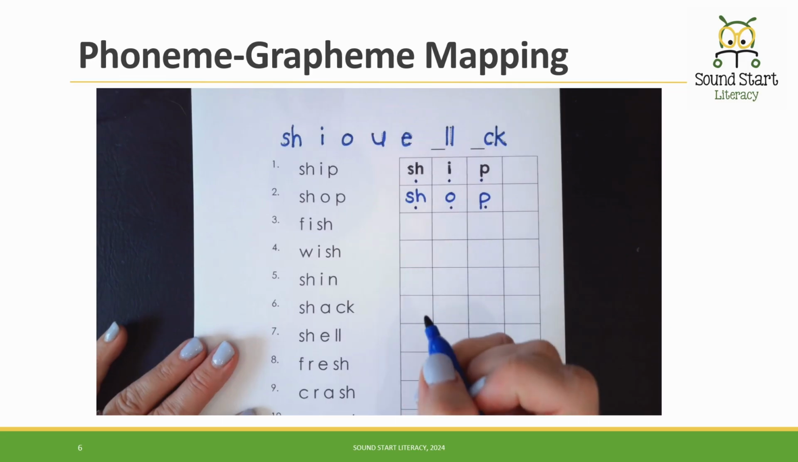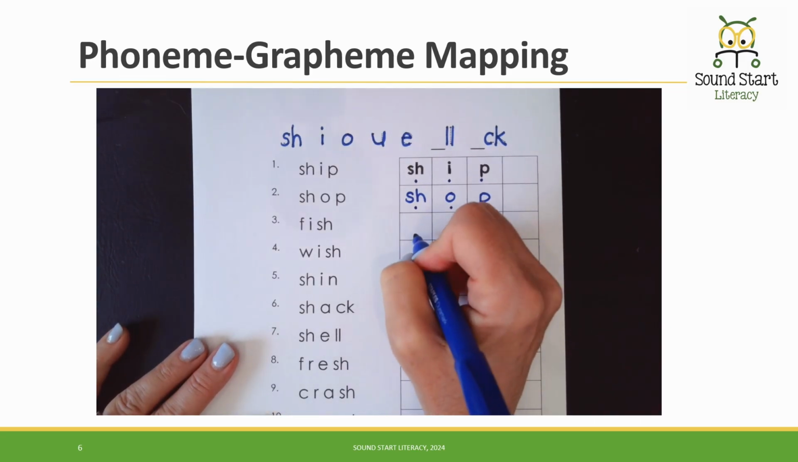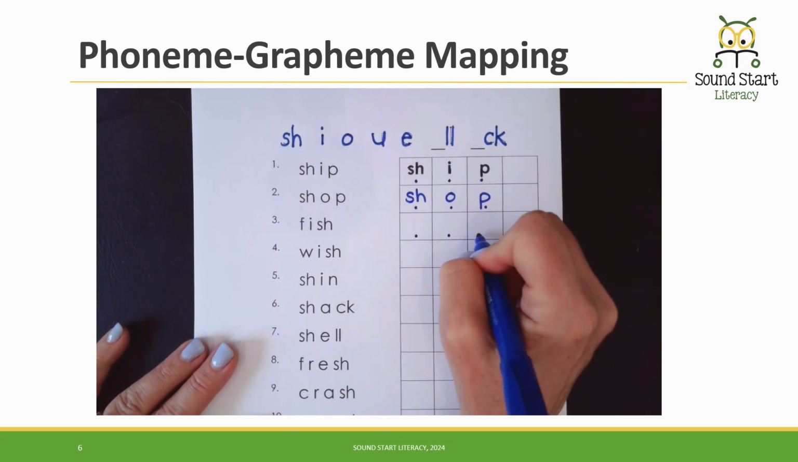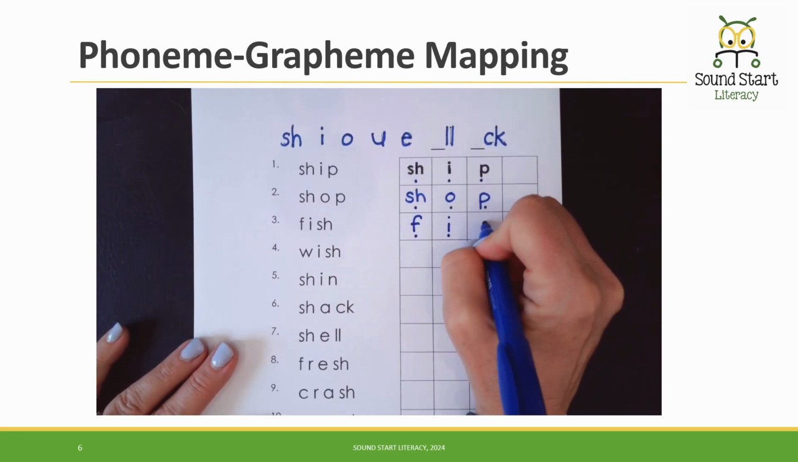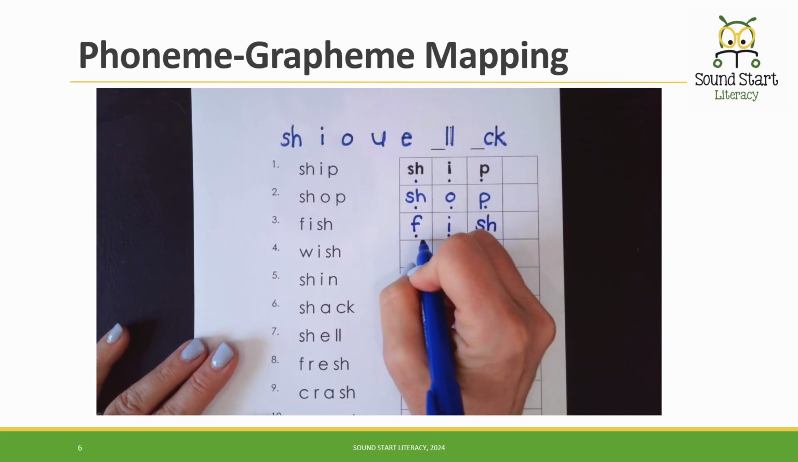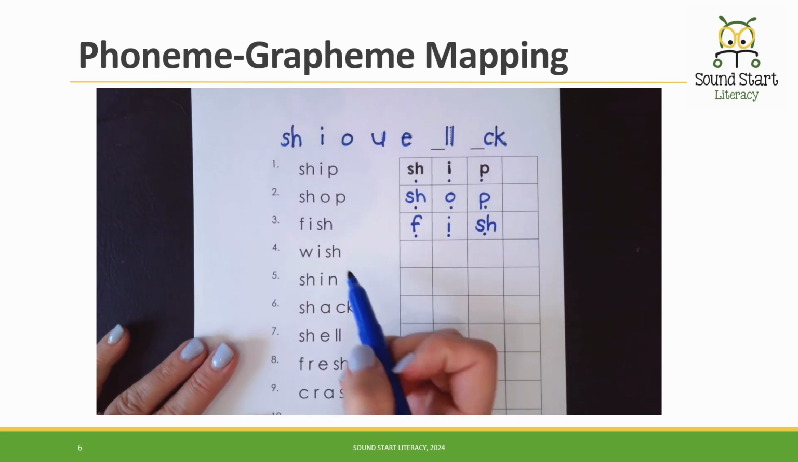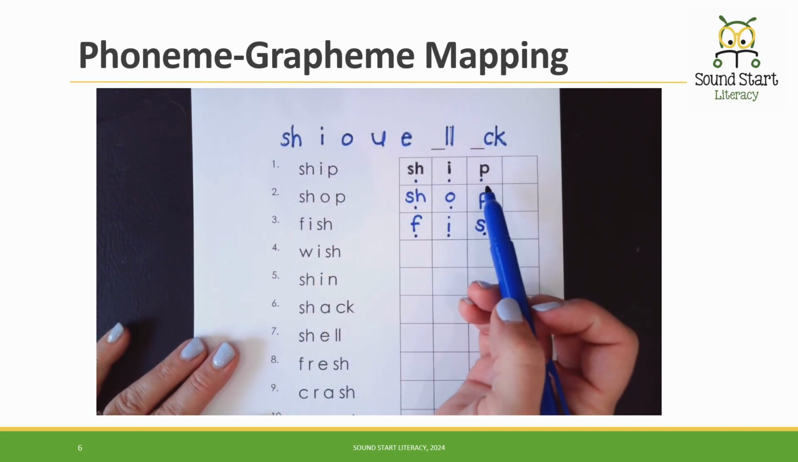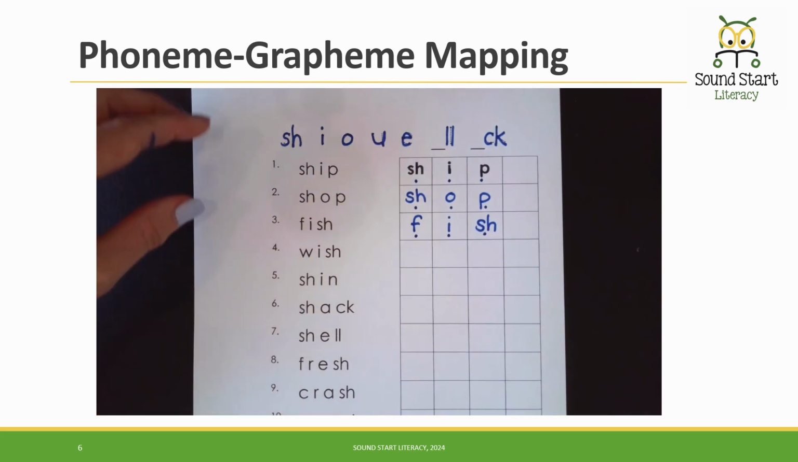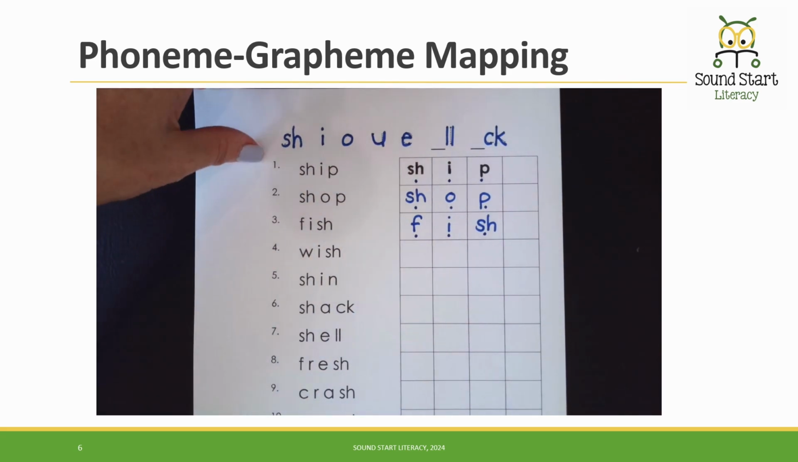Fish. I like to fish in the ocean. Fish, say and write. Fish, and read it back. Fish. Okay, so we read it, we say and dot, and then we say and write, and we read it back. So this child will go ahead and do that for all of these.